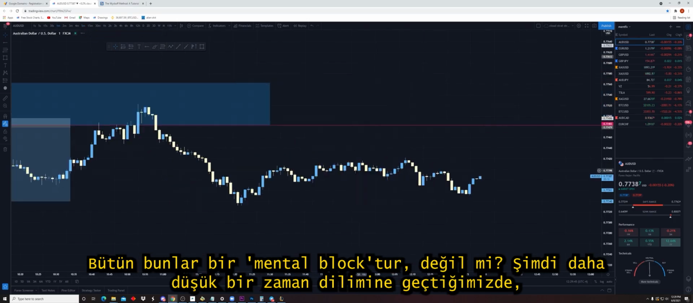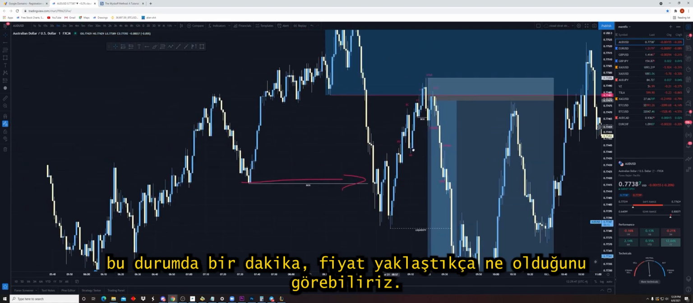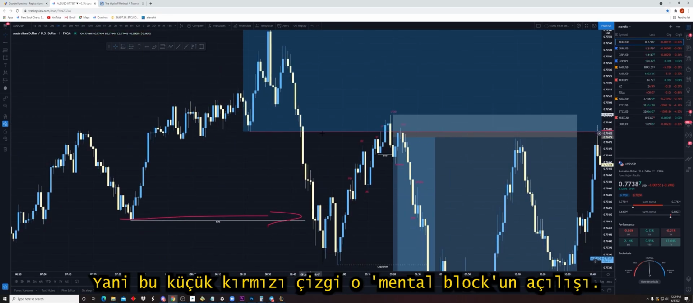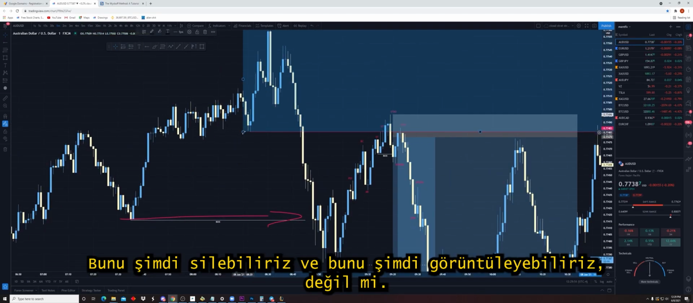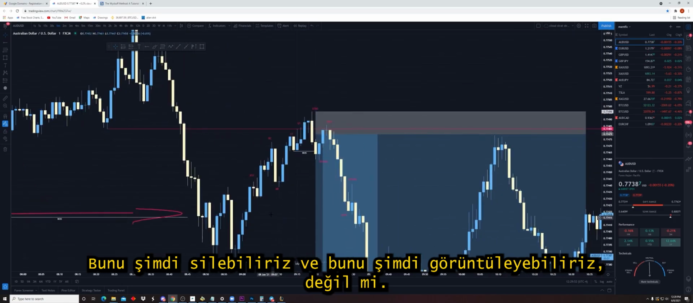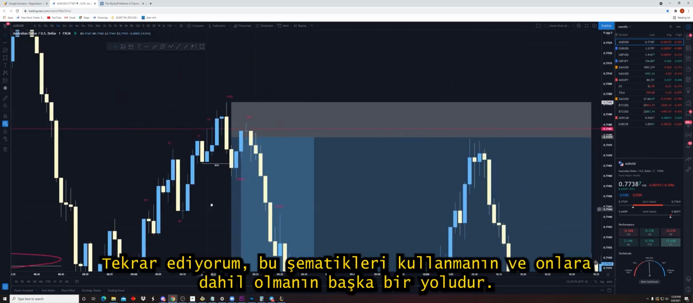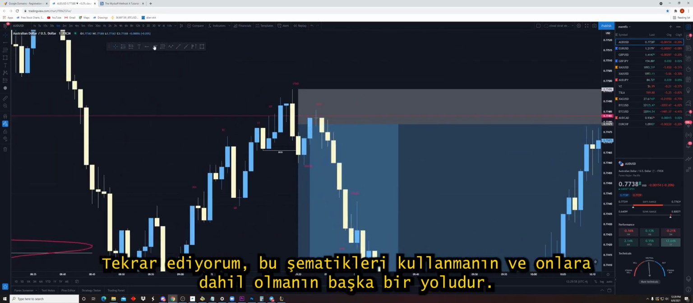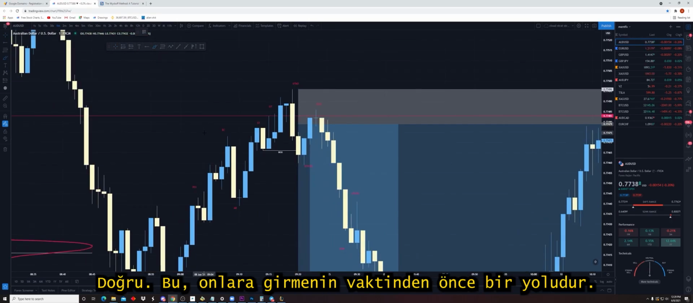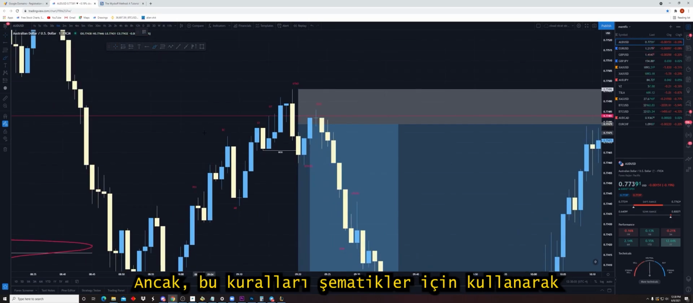Now, as we get to a lower time frame, in this case, a minute, we can see what happens as price approaches it. So this little red line is the open of that ment block. We can delete this now and we can view this now, right? Notice what happens here. Again, this is another way to utilize schematics and get involved on them, right? This is a premature way to enter them. However, you are more likely than not going to get into more moves using these rules for schematics.